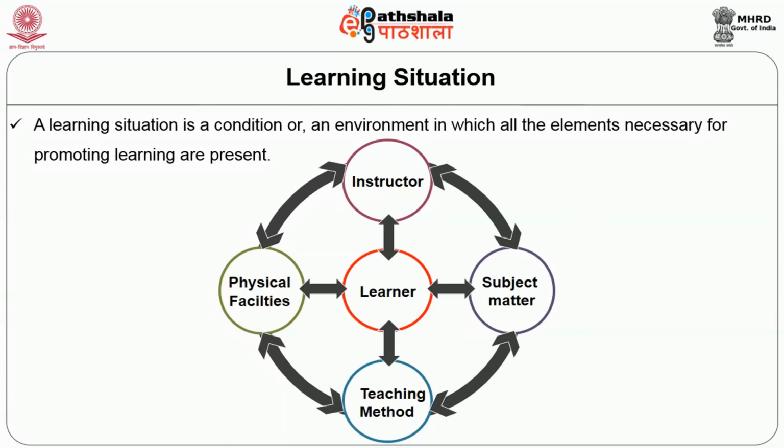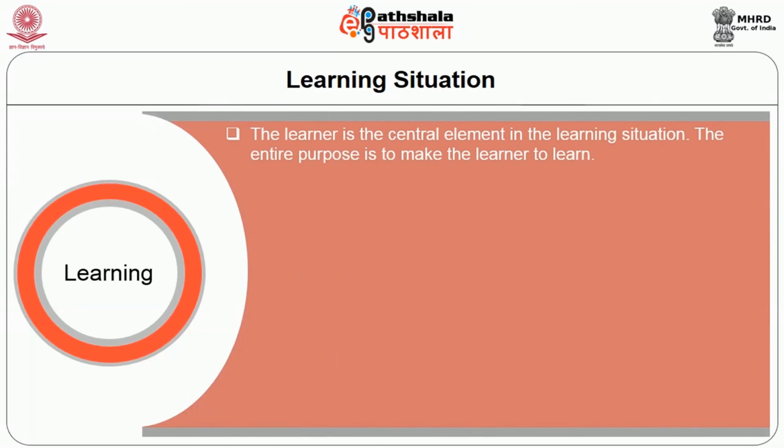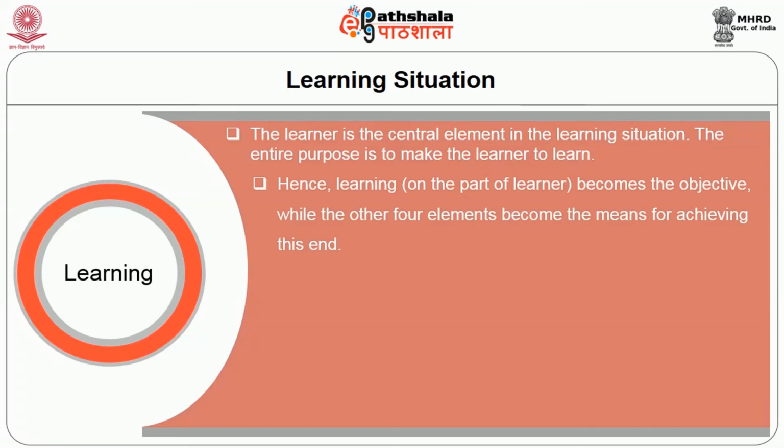So, first coming to the instructor. As an instructor, the role of the extension and development worker is to manipulate the other 4 elements so that the learners have an effective learning experience. So, this is the figure wherein all the elements are depicted. The learner occupies a central element in the learning situation. The entire purpose is to make the learner learn. Hence, learning becomes the objective while the other 4 elements become the means for achieving this end.